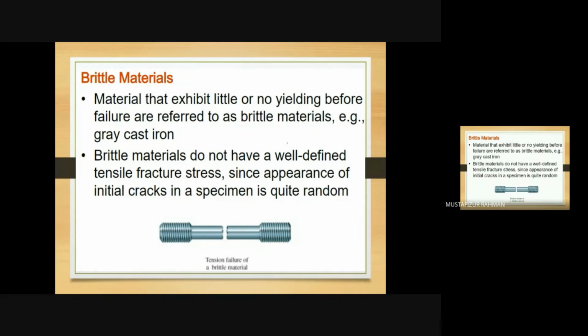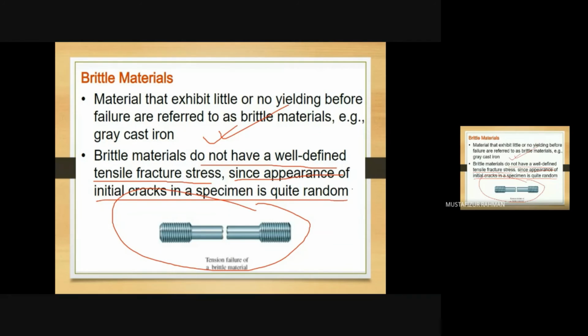And we know a brittle material will fail, right? It will fail this way. It will not be elongated. Okay, just go through the definition. So brittle materials do not have a well-defined tensile fracture stress since the appearance of initial cracks is quite random. Okay, so its behavior will be random and it will fail suddenly.